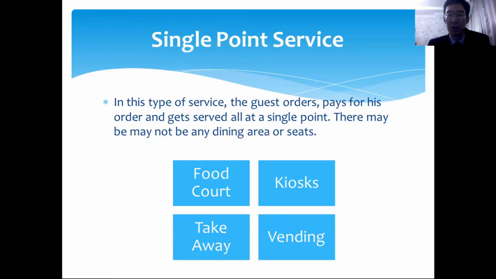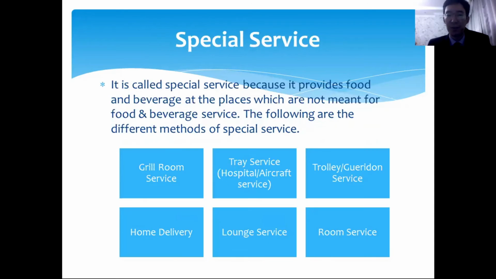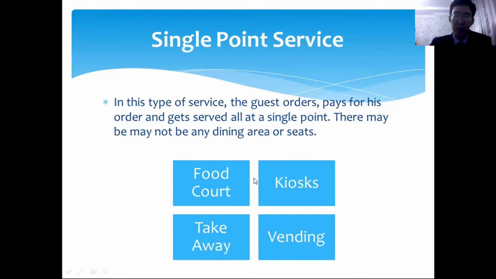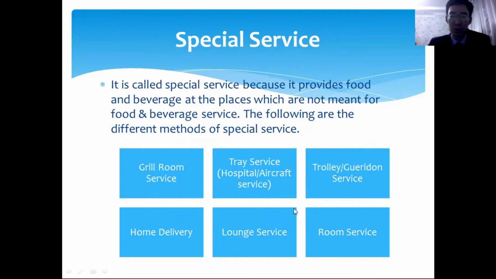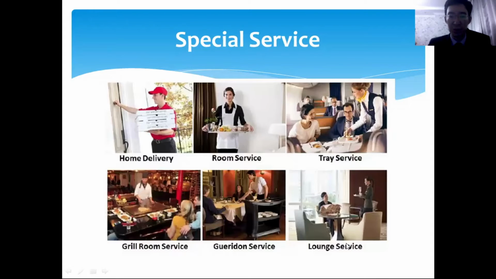Single point service, we have food court, kiosk, takeaway, vending machines. Then we have special service, we have grill room, tray service, trolley, garden, which we have covered before, where the food is half prepared in the kitchen and then fully prepared in front of the guest, home delivery, lounge service, and room service, types of special services. Here we have a picture where we can see all the types of the special service.